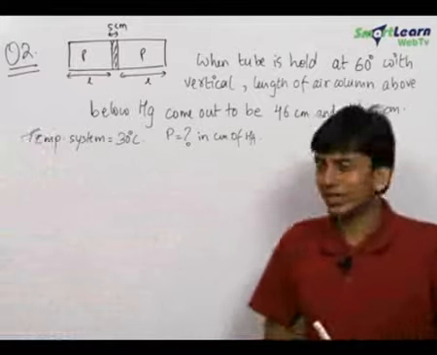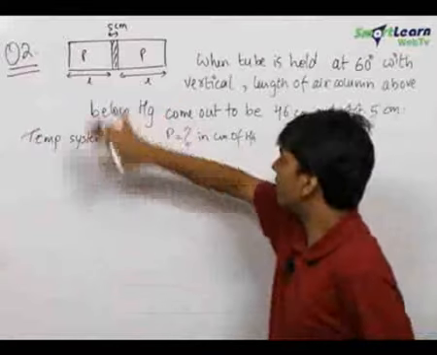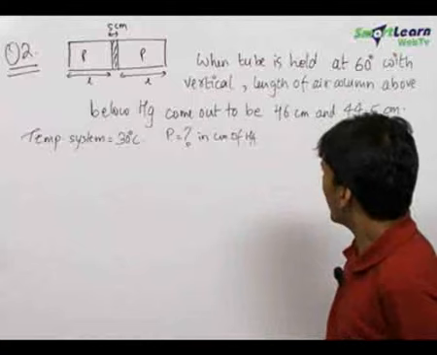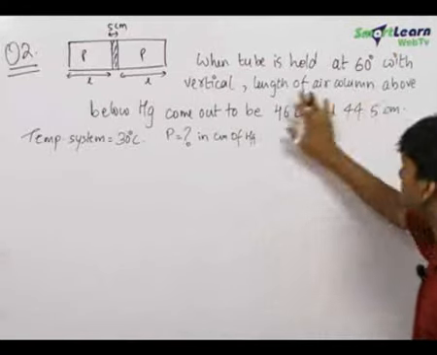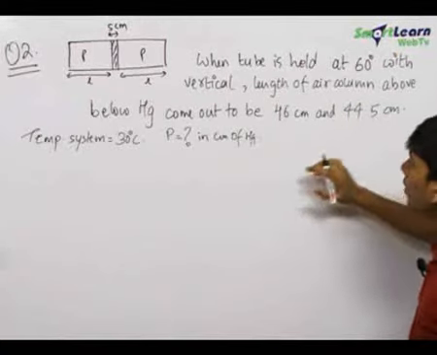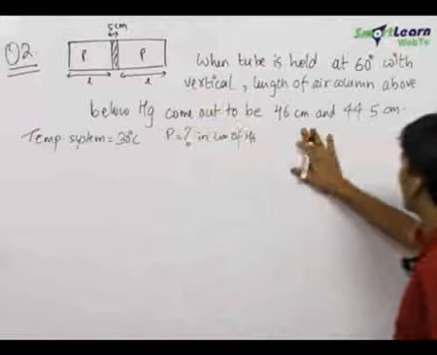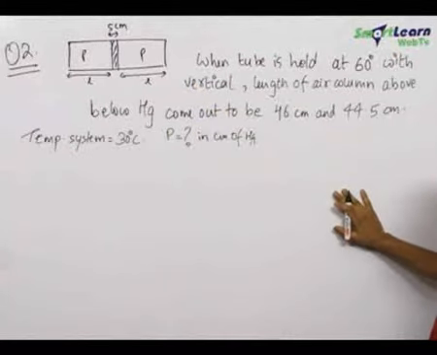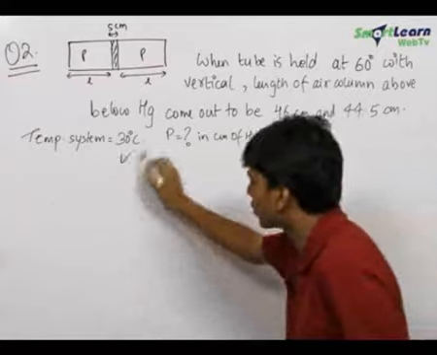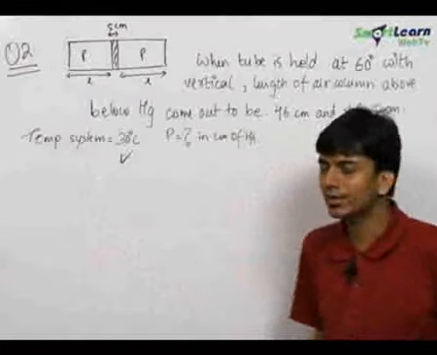This is a pretty interesting question. We have a tube in which the middle 5 centimeters has mercury. Now when the tube is held at 60 degrees with the vertical, the length of the air column above the mercury is given to be 46 centimeters and that below is given to be 44.5 centimeters. The temperature of the system is constant and is given to be 30 degrees Celsius.